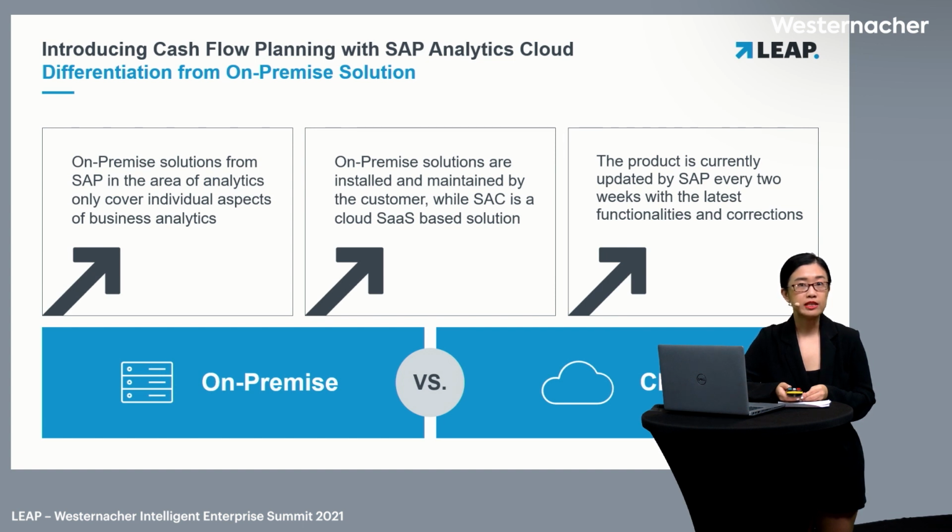But what is the difference between the cloud solution and the on-premise solution? On-premise solutions from SAP in the area of analytics only cover individual aspects of business analytics. For example, for complex dashboards, the SAP Lumira Designer solution is offered. With this application, users can create reports using a scripting language and highly customize them. For the area of planning, SAP offers the SAP Business Planning and Consolidation solution.